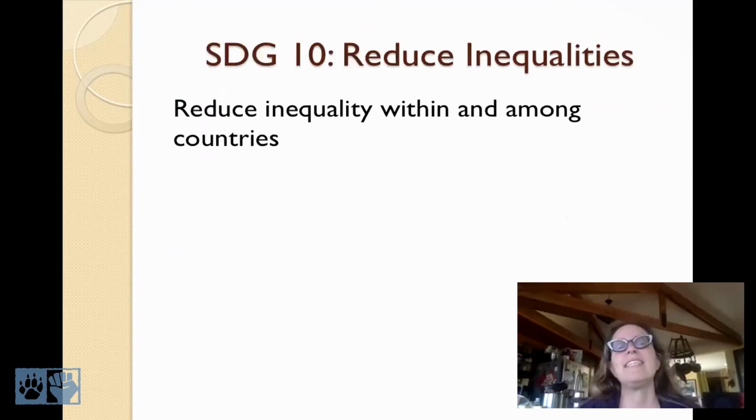The next one is SDG 10, reduce inequalities. And this one is articulated as reduce inequality within and among countries. And I think that this is an area that deserves even more attention. It already has attention and it deserves even more, to conceptualize animal rights as the social and political issue that it is.